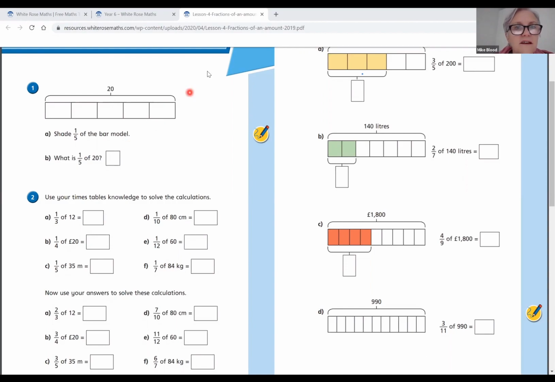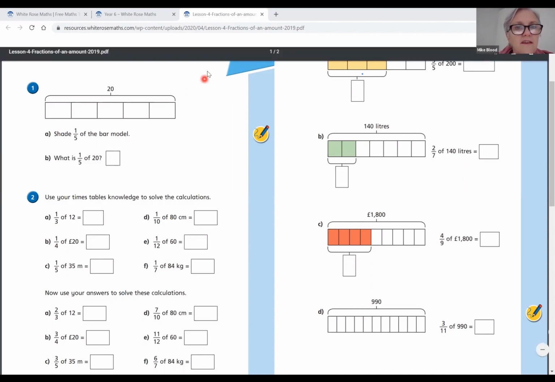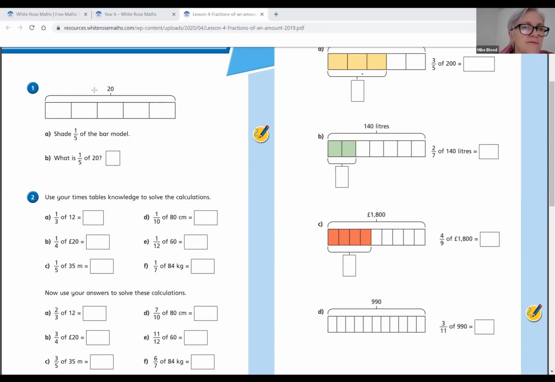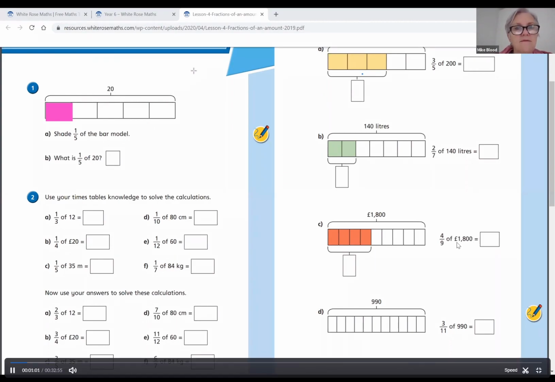That's here. So I think if I go up here and I do this, we can see that this lovely bar model has got 1, 2, 3, 4, 5 bars in it, and so 1/5 is easy because you just do that. Oh, it doesn't fit, but that's okay. You get the idea. Yep, 1/5. Perfect.